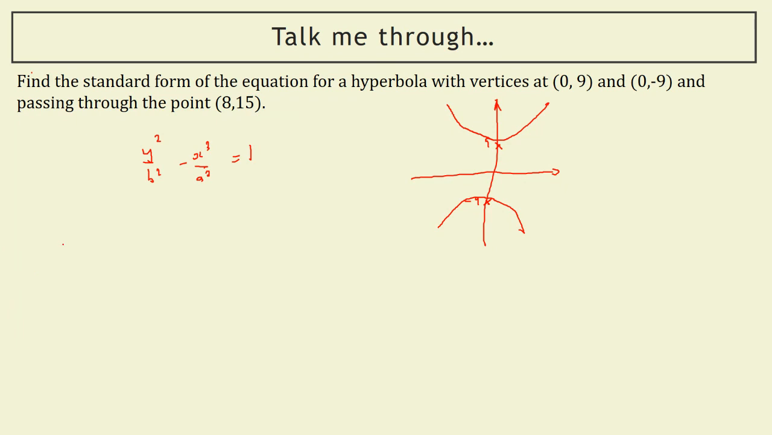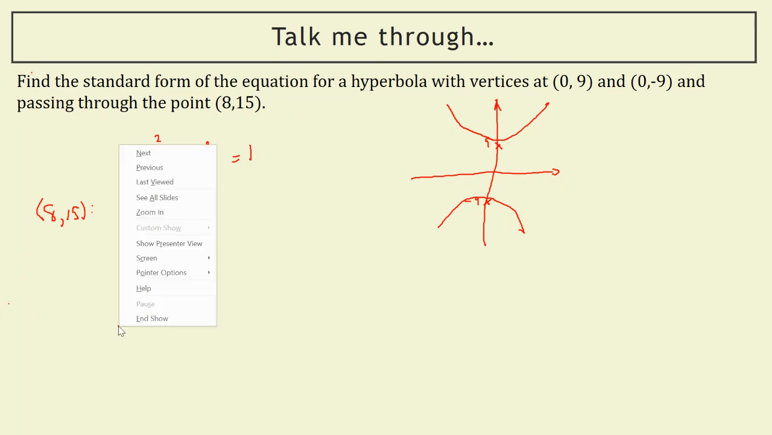Okay, so we know it goes to the point 8, 15. So it's this idea of using the point again, a really important thing for us to be able to do this kind of stuff. But before we use that point, is there anything else we can say about the equation? In this case, is it A or B? It's B, isn't it? Because it goes with a Y.